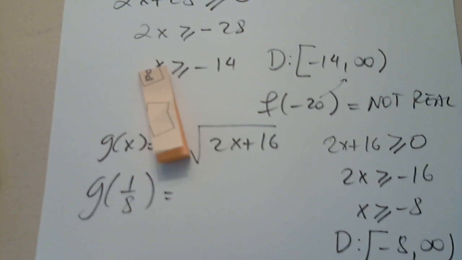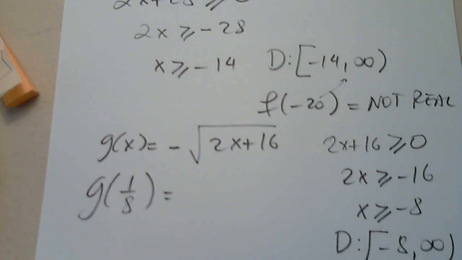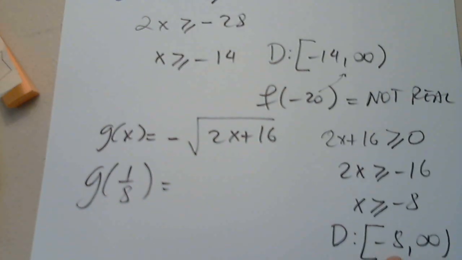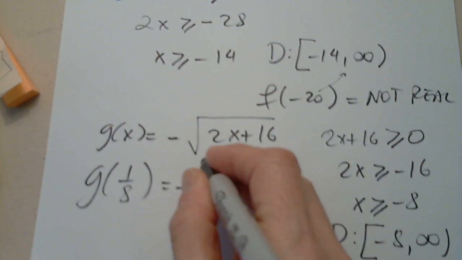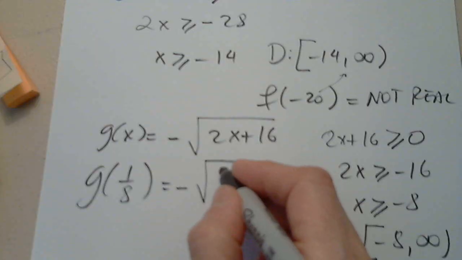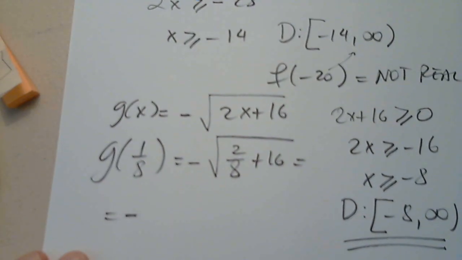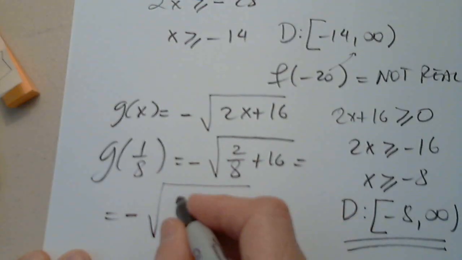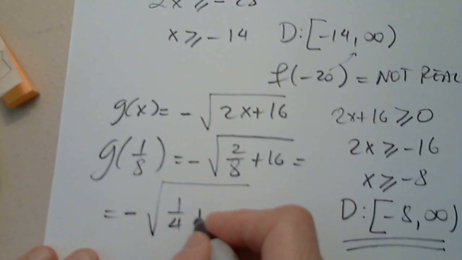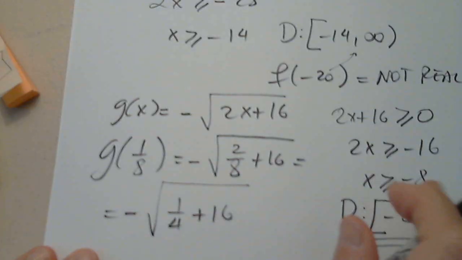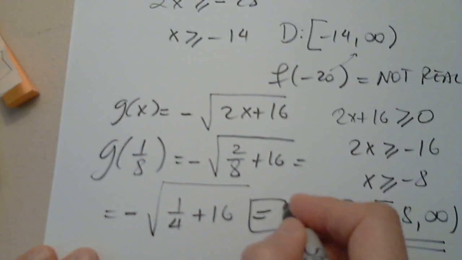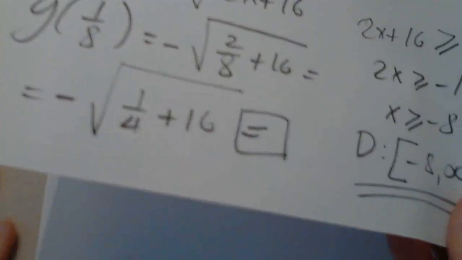Being able to find the domain of a rational function, the domain of a radical function, and so forth. So since 1/8 is in this domain, no problem. So negative 2 times 1/8 plus 16, negative outside, 2/8 is 1/4 plus 16. I have to find the least common denominator, which is 4.